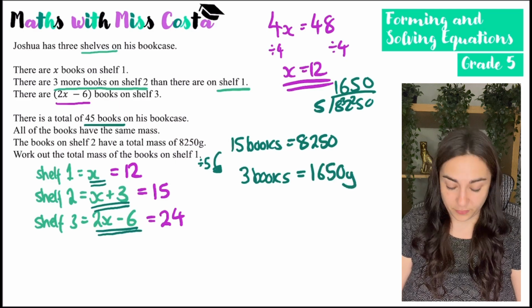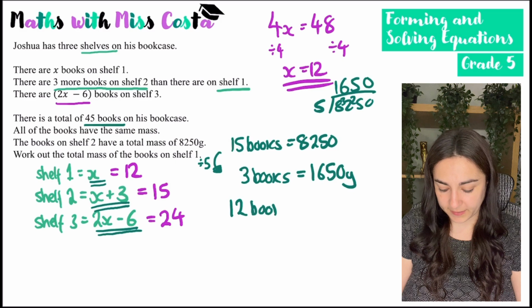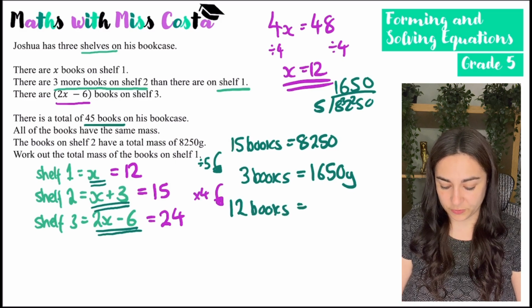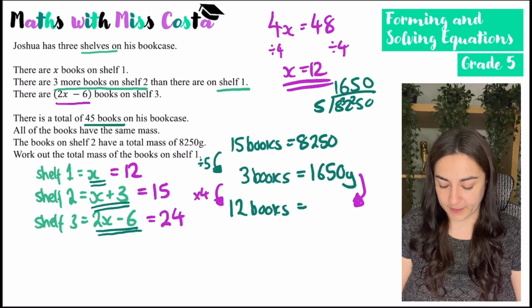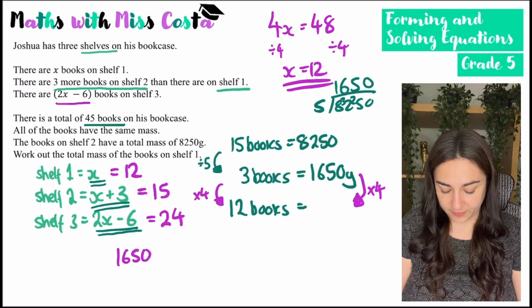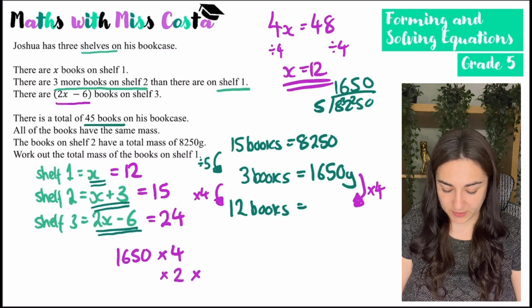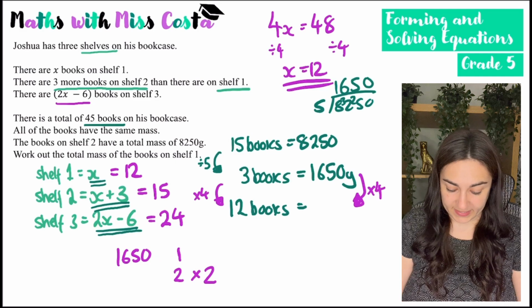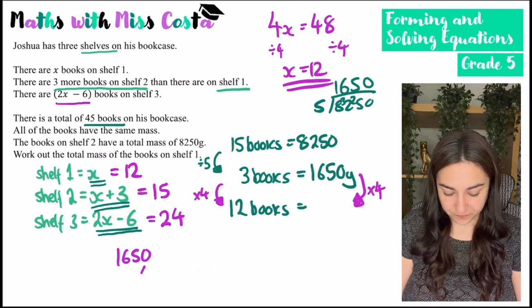And how can I get from 3 books to 12 books? Well, I can multiply it by 4. So just a little trick that you can use if it's calculator paper: 1,650 times by 4 is the same as timesing it by 2 and then timesing it by 2 again. Or it might just be easier to just times it by 4.